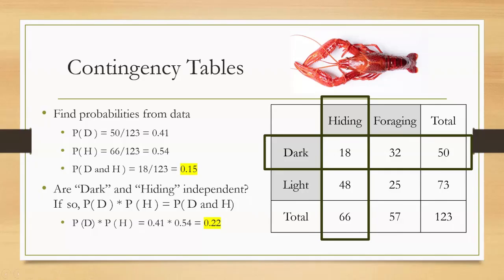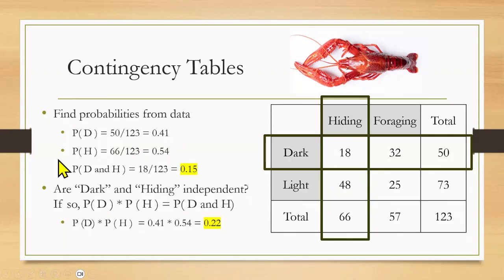All right, so what we want to do is look at whether the probability of, for example, we've got 4 different cells in the table here, and we want to know if it's true for each of those 4 cells in the table. But I'm showing you one as an example. Does the probability of dark and hiding from the table, the number of individuals here compared to the total, equal the probability of dark from the table times the probability of hiding?